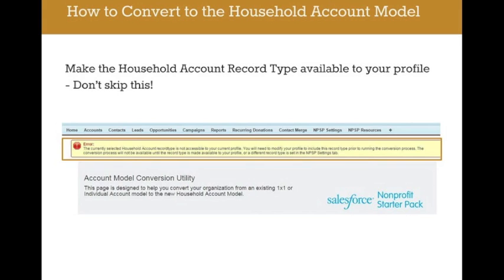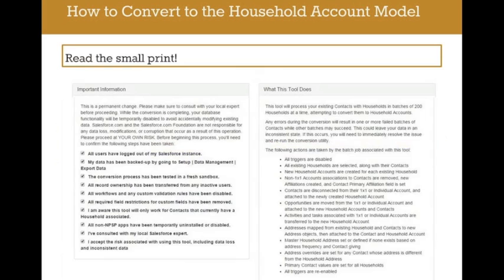Any new accounts or any new contacts that get created will have a household account. Second is to add the household account record type to your current profile. Now, I would say add it to all the profiles that you're using because obviously other people are going to be creating households and they need access to that record type. So basically you go into your profile and there's a spot where you can change your record types and which record types are available to your profile. So don't skip this step. It's an important one.